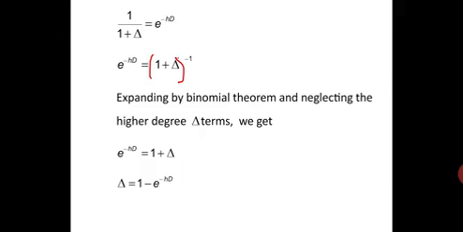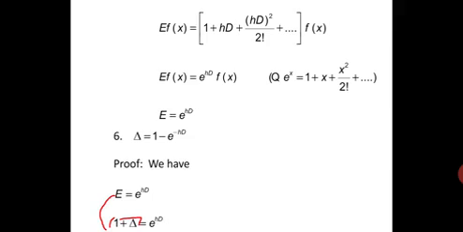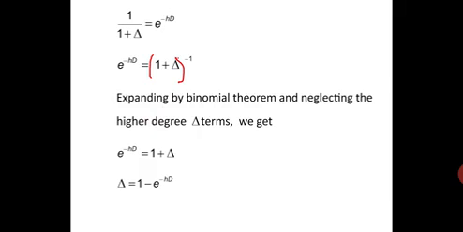So now what I will do, I will expand this RHS by binomial theorem. And after expanding, if you neglect the higher degree terms, then what I am going to get will be only 1 plus delta left out here, right? So now I can shift this minus 1 to the LHS, so my answer is here. Delta is equal to 1 minus e to the power of minus h into d, right?